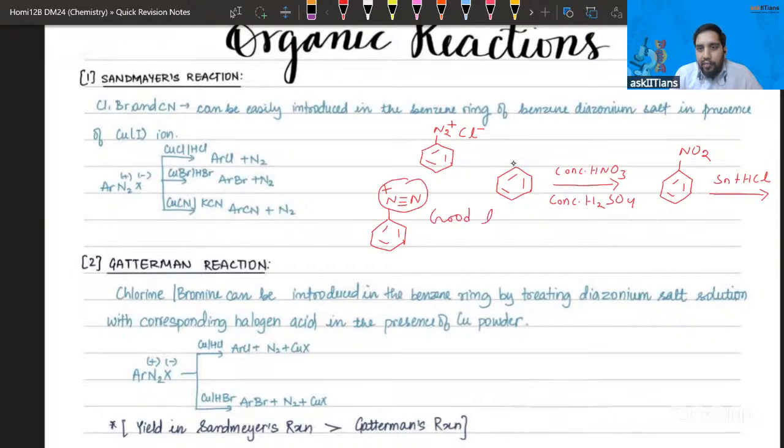If it is a good leaving group, we can have a nucleophile that can replace this group. We need only a nucleophile that is going to replace this group. We have various nucleophiles that can replace N2 from the benzene, and also when nitrogen gas is released, it provides stability to the reaction. Why? Nitrogen is a highly stable gas. Do you know why nitrogen is a highly stable gas? Anyone?